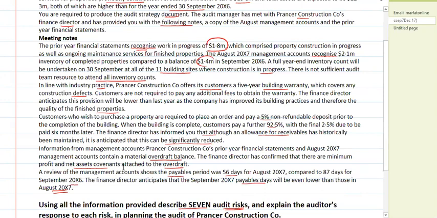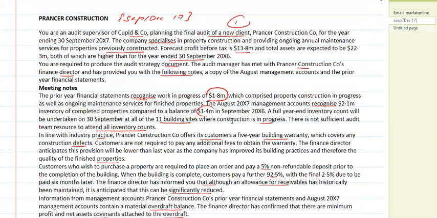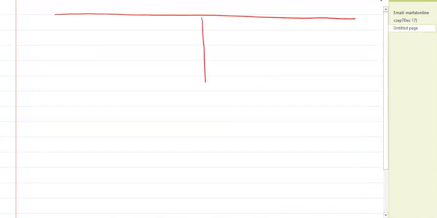The finance director anticipates that the September payable days will be even lower than those in August 2007. And now this is the case study which you have. And I told you that whenever you are writing the audit risk, bring the accounting treatment in your mind and relate that with the financial statements. Because if you are not relating that with the financial statements, then that will become the business risk. Now, I'll be writing the risk for you. So you have to make the 2 columns. And here you will be writing the risk, and in front of that, you will be writing the response.